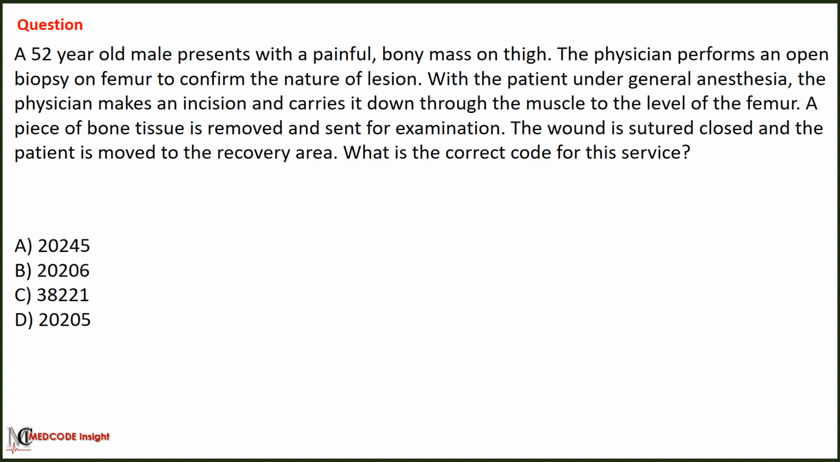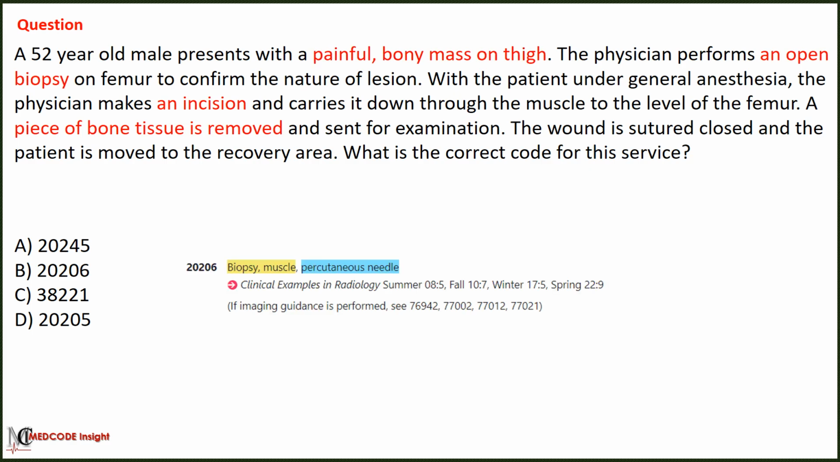Option A with the code 20245, option B with the code 20206, option C with the code 38221, option D with the code 20205. In the given scenario, an open biopsy is performed to remove a piece of bone tissue. First, we will eliminate option B with the code 20206, which is used for the percutaneous needle muscle biopsy, which is used to obtain a sample of muscle tissue to further analyze.